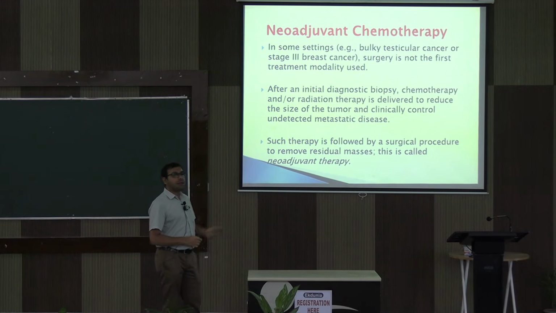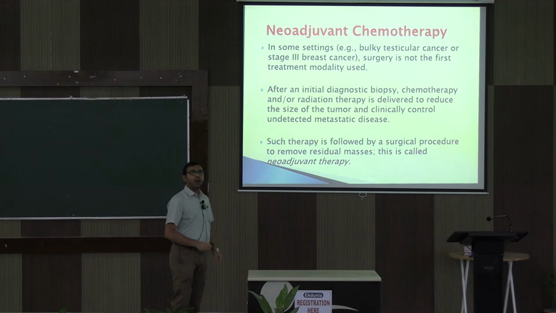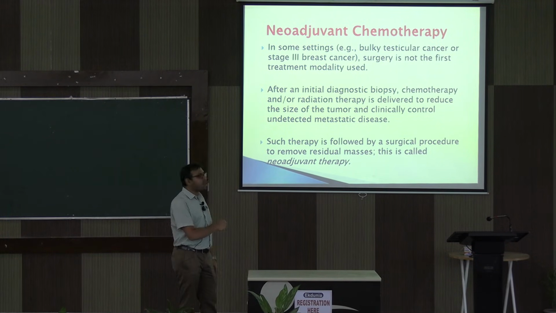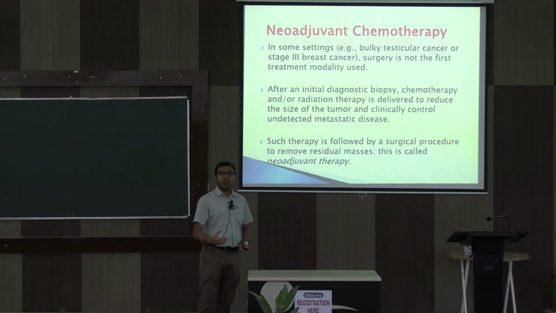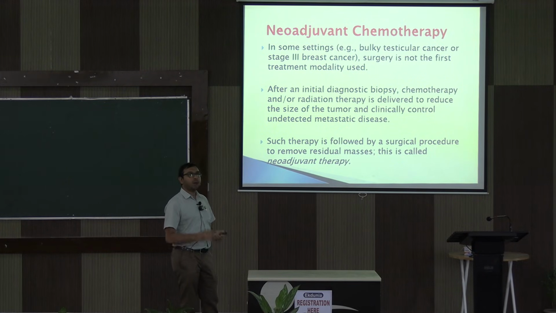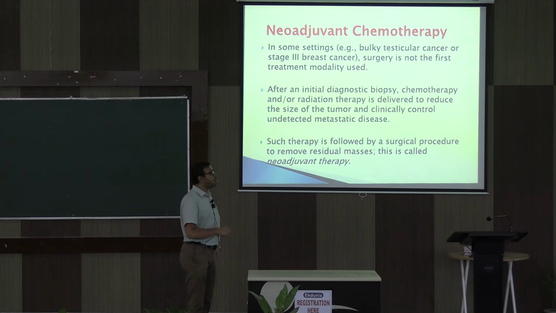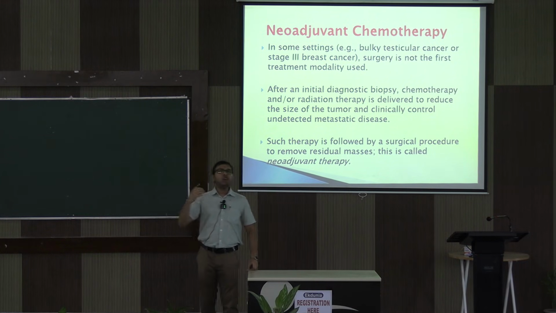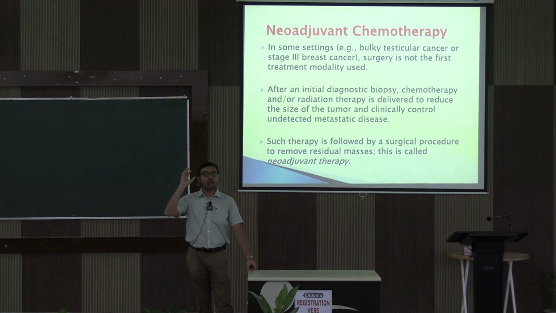So here, after an initial diagnostic biopsy, chemotherapy or in some cases chemotherapy plus radiotherapy is usually given to reduce the size of the tumor to some extent as far as possible, and then control it, and then we will do some surgery, and it is also done in case of some metastatic disease. So such therapy is followed by a surgical procedure to remove the residual masses. So this is known as neoadjuvant chemotherapy. So we can do adjuvant chemotherapy where the chemotherapy is given last, neoadjuvant chemotherapy where the chemotherapy is given first. Okay.